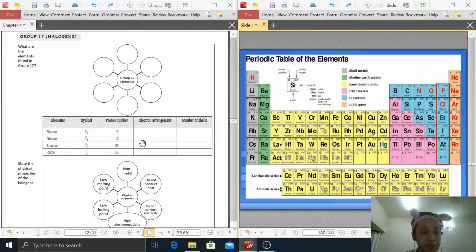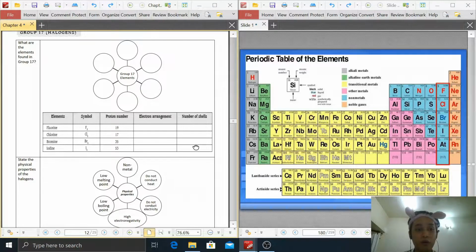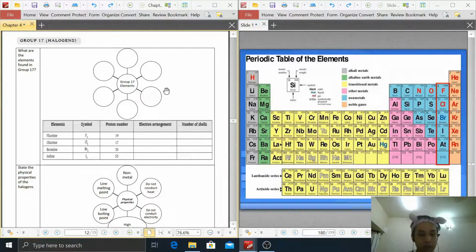Electron arrangement. I believe you know how to write the electron arrangement, but I'm just going to show you for bromine. Since the proton number is 35, which is more than 20, remember that your third shell can either be 8 or 18 electrons. For bromine, 2, 8, the third shell will be 18 instead of 8, so 2, 8, 18, 7. The total should be 35.